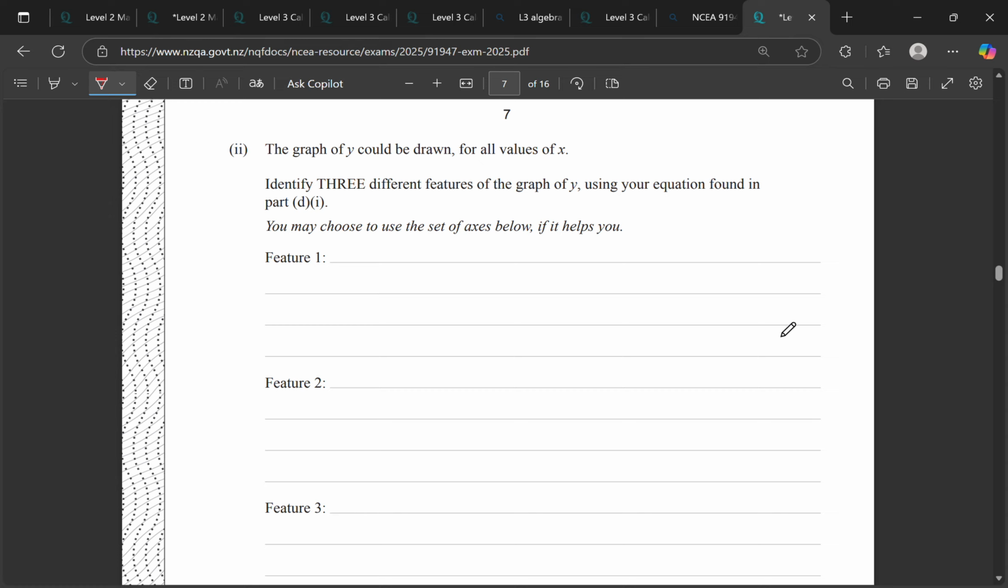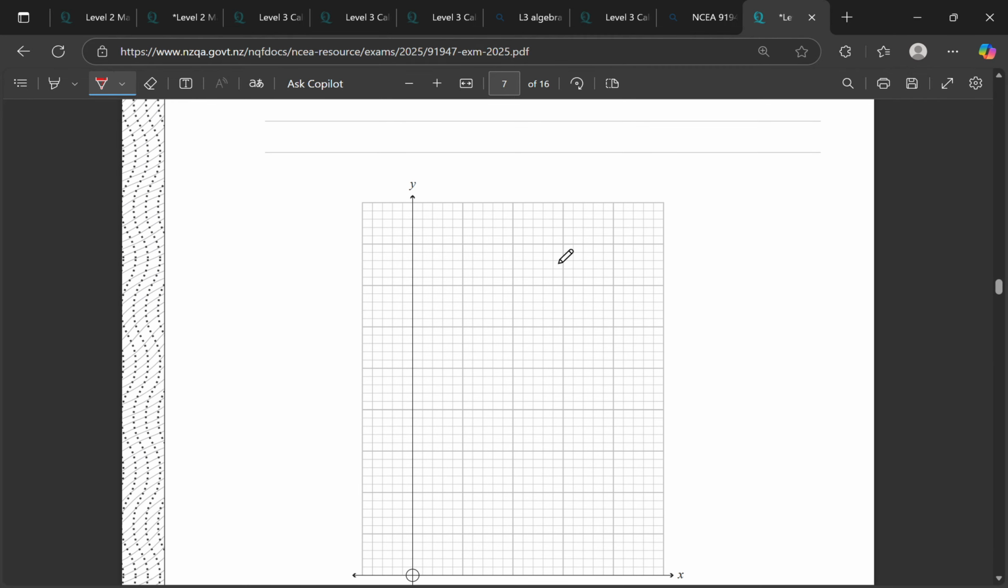The graph of y could be drawn for all values of x. Identify 3 different features of the graph of y using your equation found in part D1. You may choose to use the set of x's below if it helps you. Feature 1, 2, 3. All right. So I would say feature 1 would be that it is exponential, right?